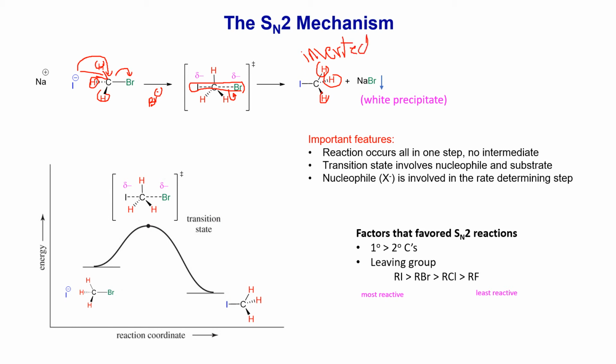Okay, so you have a new alkyl halide with sodium bromide as a white precipitate, a white solid, right? The bromine leaving group will react with the sodium to form a white precipitate. If you look at the energy diagram right here, it's an exothermic reaction. So the energy rises and then eventually falls, right? But you notice there's only one hump, right?